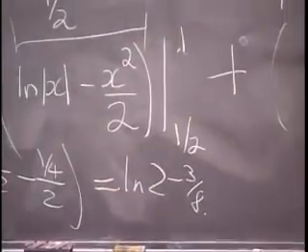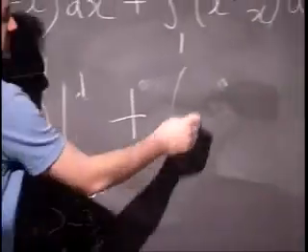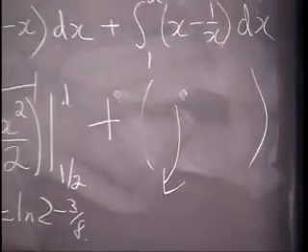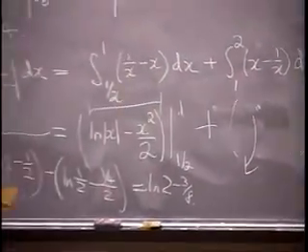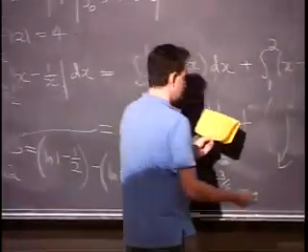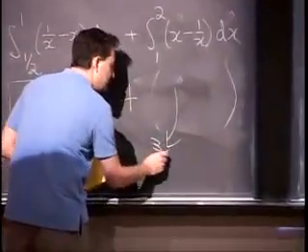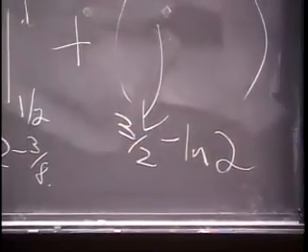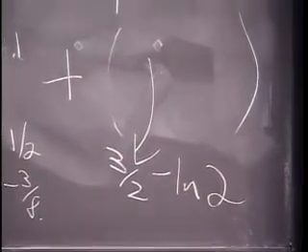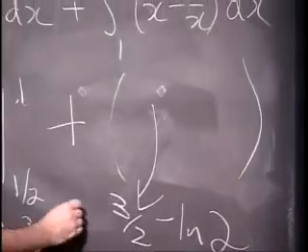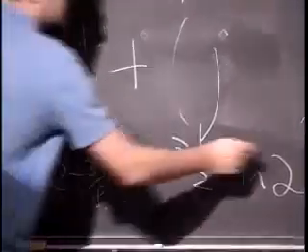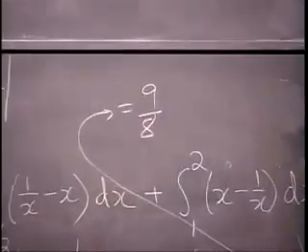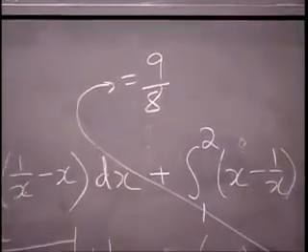Now I said I would leave the other piece as an exercise. It's actually spelt out in detail in 17.6.3. It turns out that you get 3 halves minus log 2. Not very difficult to do. So the true area is the sum of these two, which I can't quite fit on the board, but suffice it to say that it equals 9/8. If you work it out, the log 2's cancel out, and you get 3 halves plus 3/8.